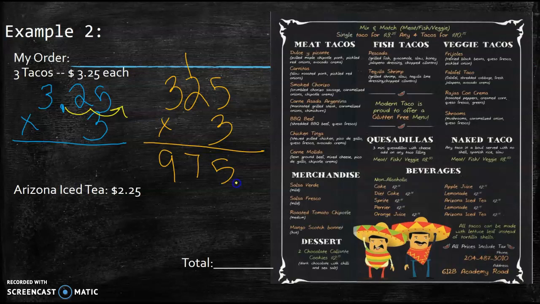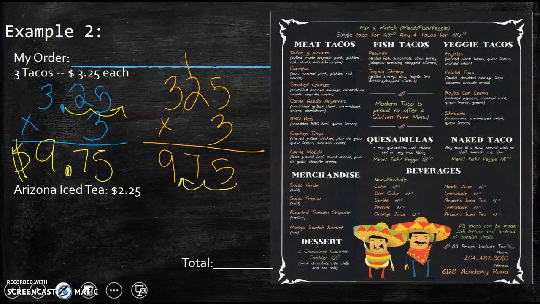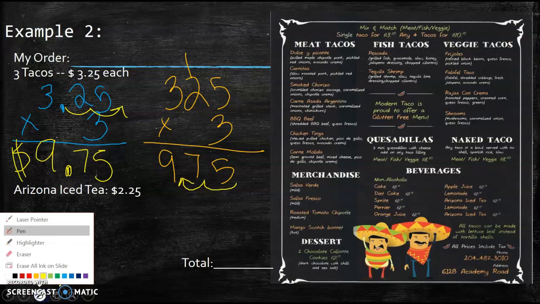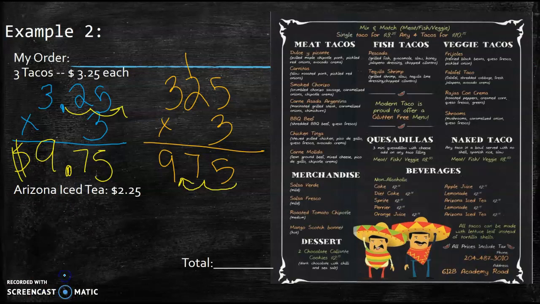Important that we always remember our place values, right? So I'm going to shift it back 2 places, and now I'm at $9.75. All right, you're talking $9.75 for tacos. That seems a little bit more reasonable. Now, don't forget, I'm also going to be adding in my iced tea. So that is $9.75 plus the $2.25 of the iced tea.